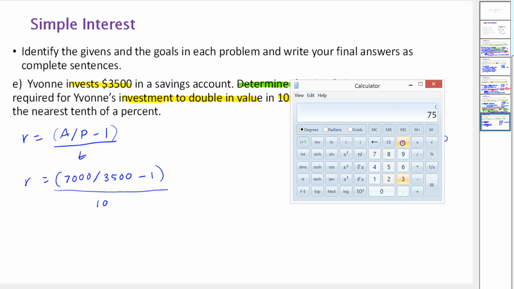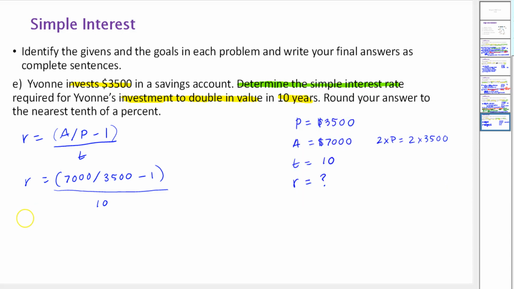So 7,000. Okay, parentheses, 7,000 divided by 3,500 minus 1, close the parentheses, divided by 10 equals 0.1. And then remember, this is the first problem we've solved for the rate. The rate in the formula is written as a decimal, not as a percent. You need to multiply it by 100. So 0.1 times 100% gives us 10% interest.